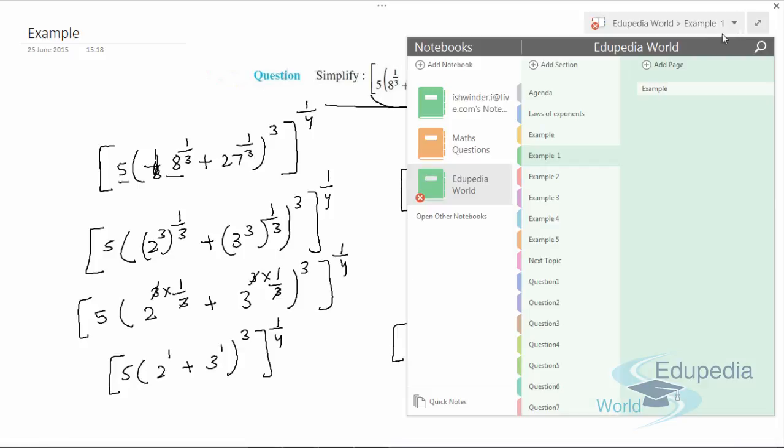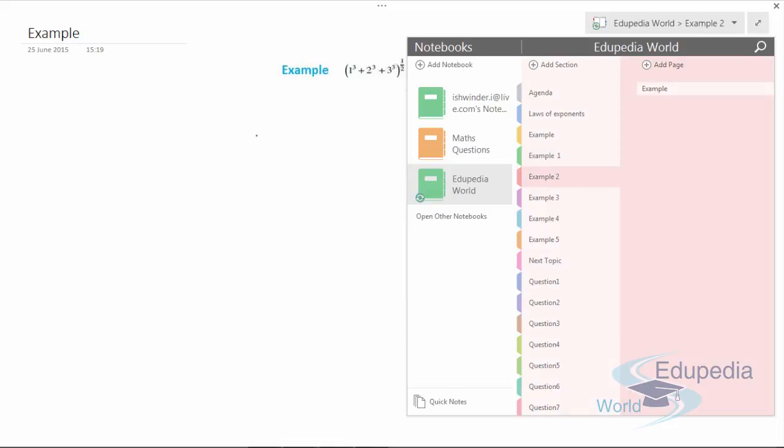So let's discuss some more examples related to laws of exponents only. The next question is, you have to simplify (1 cube plus 2 cube plus 3 cube) whole power 1 by 2. It's a very easy question, but it's a very important question also, so watch the question carefully. So the question is (1 cube plus 2 cube plus 3 cube) raised to power 1 by 2.